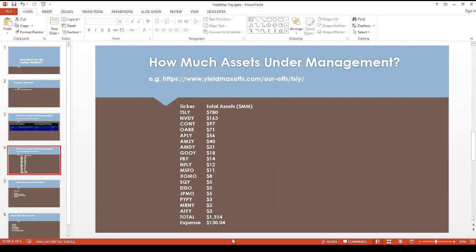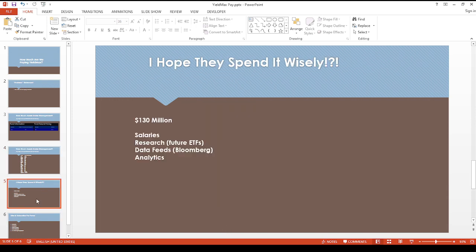So I basically just added everything up, and then I multiplied by 99 basis points, and that gets us to 130 million. I think, I guess, it's fair. They're doing a good job, especially for a new ETF company. So I'm hoping that they spend it wisely. Obviously, the managers and their team, I'm assuming they have a team of analysts and IT staff to help support the research, and I'm really hoping that they're hard at work.